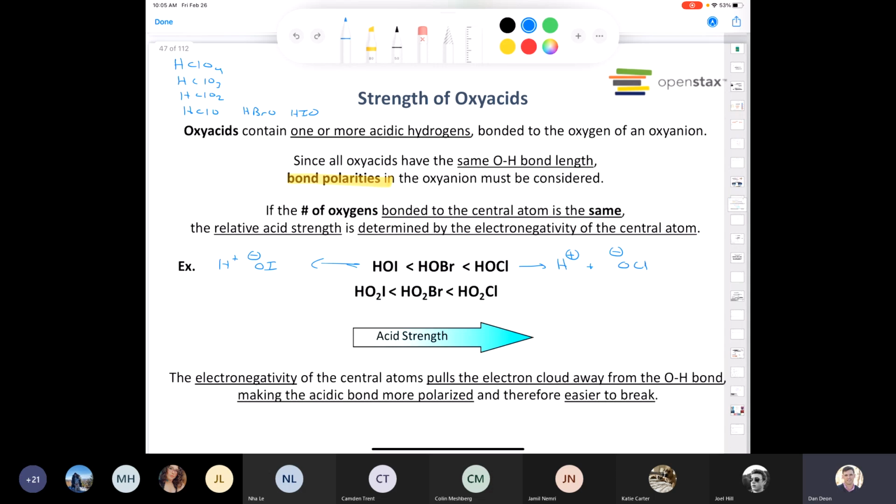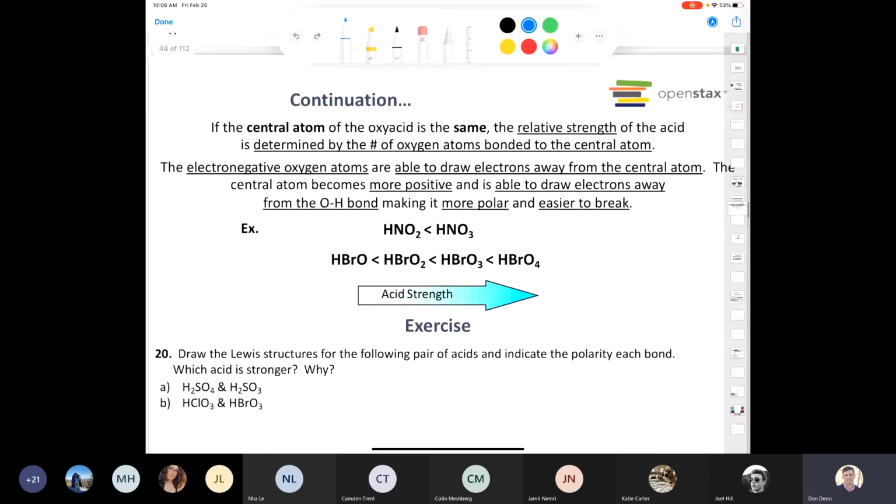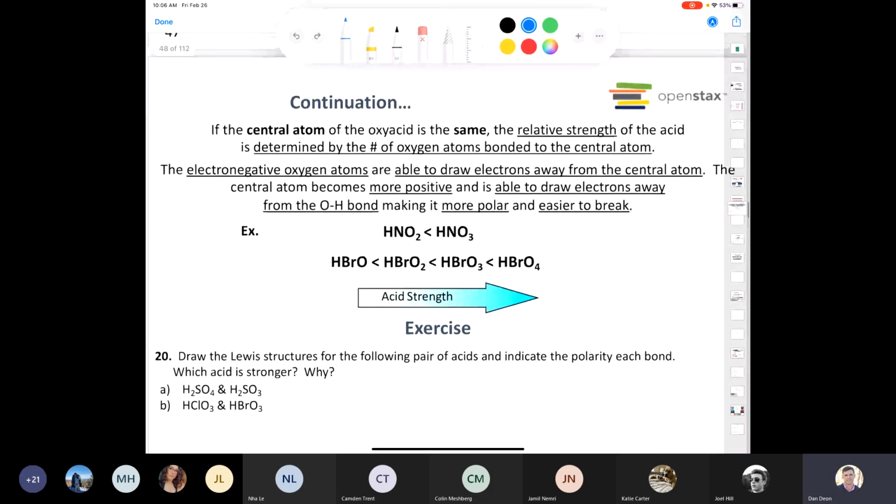Sorry, I wanted to get on to the next one here. Yeah, here we go. So what if the central atom is the same? The strength of the acid is just going to be determined off of the number of oxygens. Okay, remember, when it comes to electronegativity, you have nitrogen, oxygen, fluorine. You know that fluorine is the most electronegative element in the periodic table. Well, oxygen takes the silver medal. It's the second most electronegative element in the periodic table.